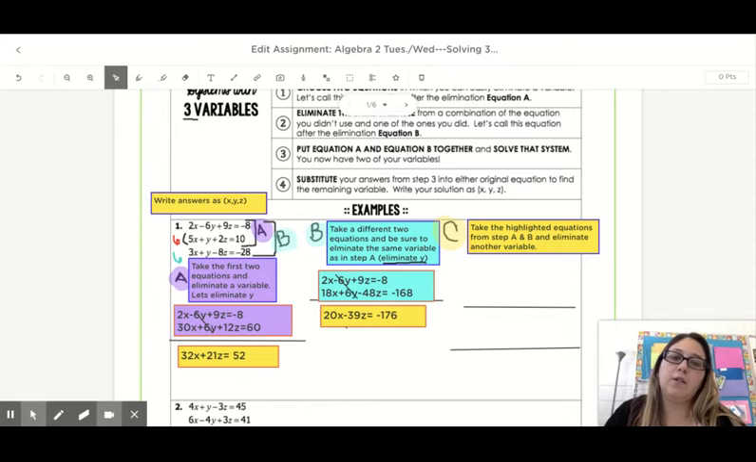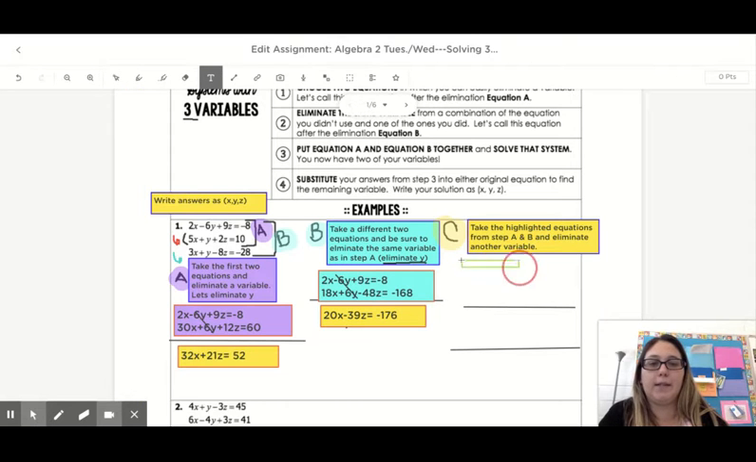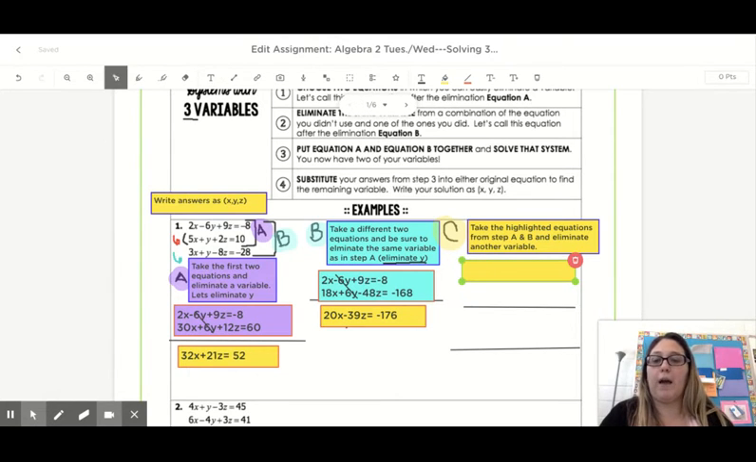Okay, so step C now says, let's take the highlighted equations from step A and B, and we're going to eliminate another variable. If you notice, those two yellow boxes only have two variables. And so that's now set up kind of how we're used to doing it, where I can now eliminate a variable out of those two. So if I rewrite the two that I just got, I have 32x plus 21z equals 52. And then I have 20x minus 39z equals negative 176.